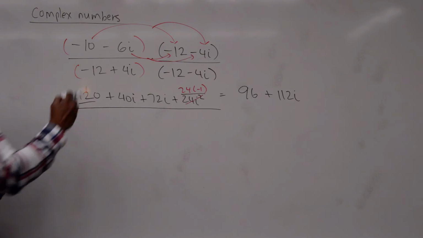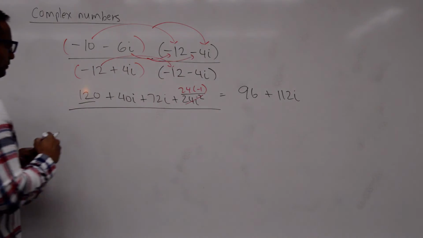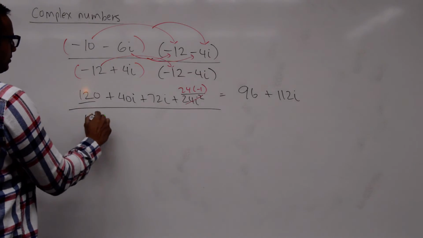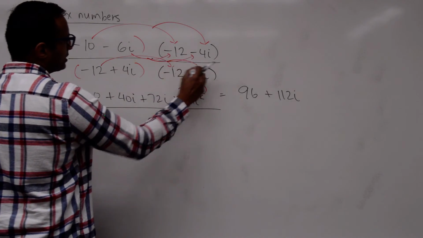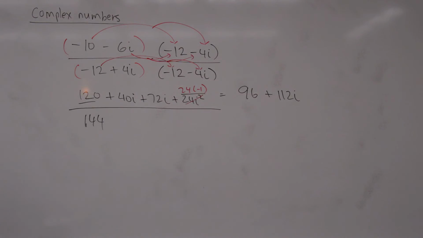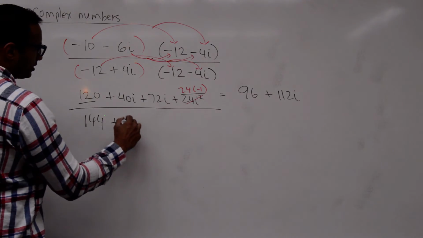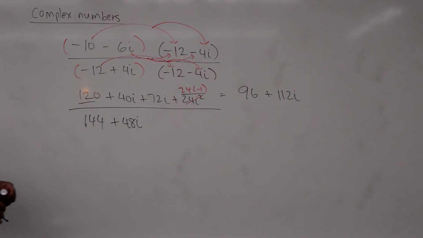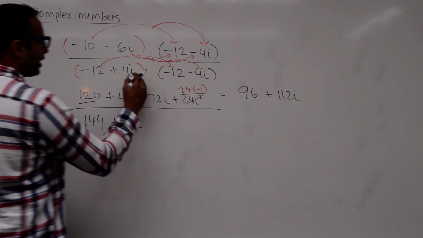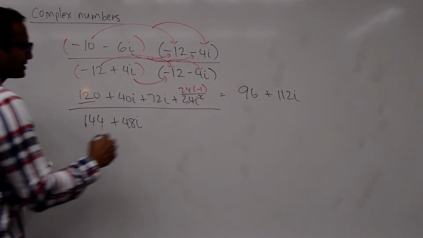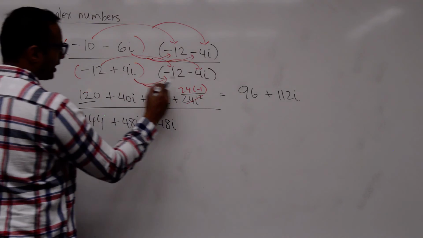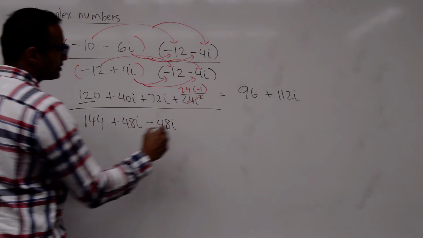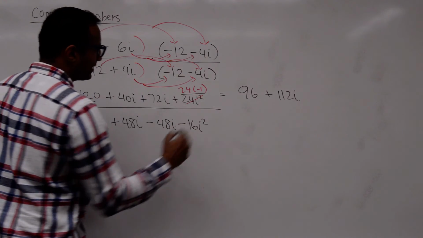Now let's deal with the denominator. We have a negative 12 times a negative 12. That's a positive 144. Then I have a negative 12 times a negative 4i. A negative times a negative is a positive, so positive 48i. Then you have a 4i times a negative 12, which is a negative 48i. And then you have a negative 4i times a negative 4i, which gives you a negative 16i squared.